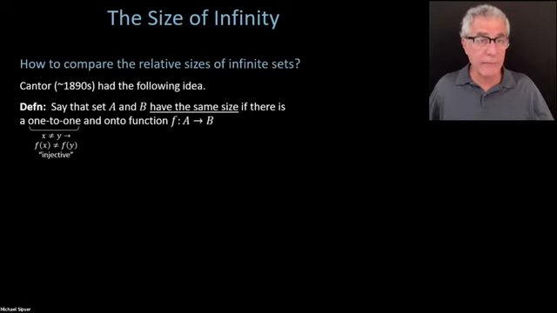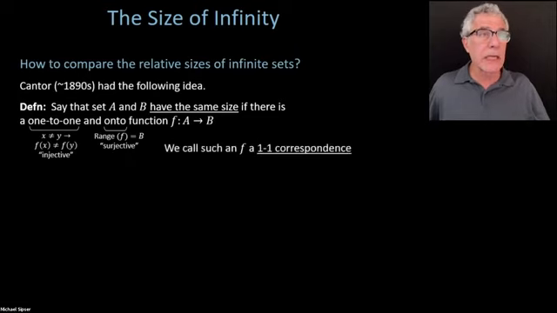It's also called injective. The other property is called onto, or surjective, which is that the range of F has to be all of B. So you're not allowed to miss any elements of B. You have to hit everything. And when you have both of those properties, the function is called a one-to-one correspondence, or a bijection also. Okay?